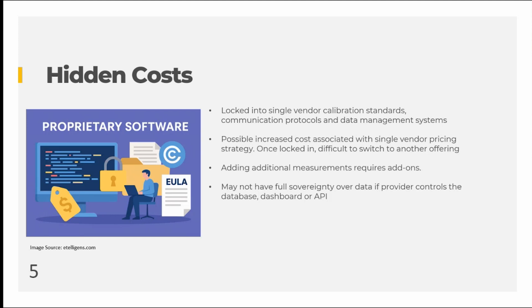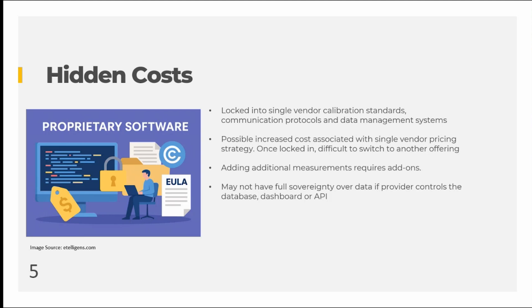Another hidden cost could be that you get locked into a single vendor pricing strategy. And once you're locked into that strategy or that single vendor pricing, it's difficult to switch to another offering. So while at first it may seem like really good value, if that vendor or that proprietary system goes up in price year after year and eventually comes out of range of your budget, you may have to switch altogether to a different offering, and that's very difficult to do.